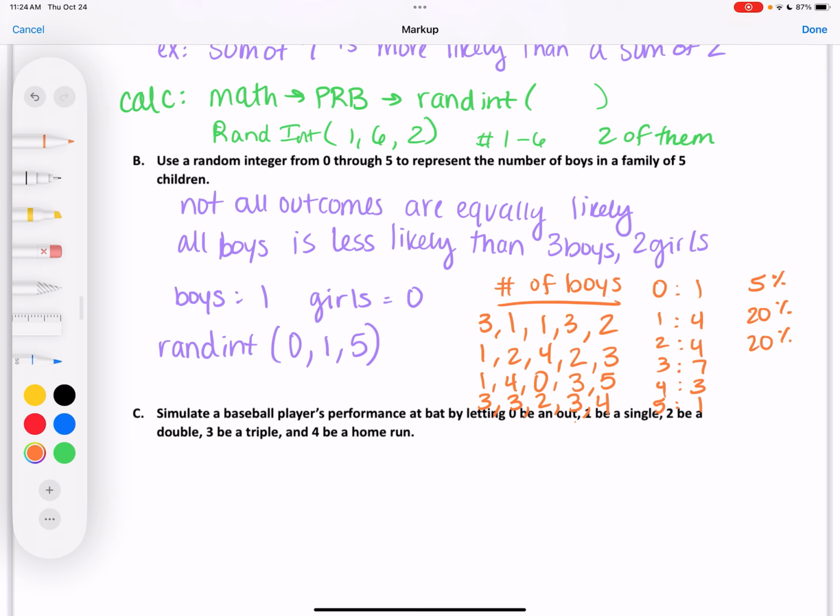Wait, how are we finding the percents again? I'm just taking this number and dividing it by 20 because that's how many trials I ran. 7 out of 20. So there's a 35% chance of 3 boys. 3 out of 20. There's a 15% chance that I get 4. And then all 5 is still just 5%, just like getting no boys. So essentially, according to this, I have an equal chance of getting no boys or getting all boys. And then my highest would be to get 3 boys, essentially, is what that says.